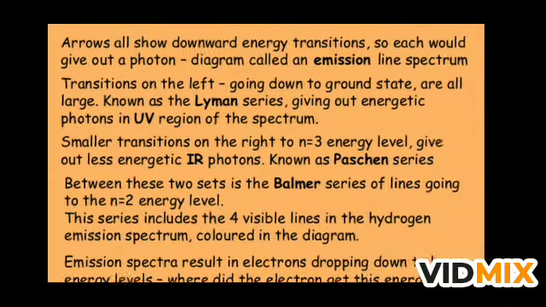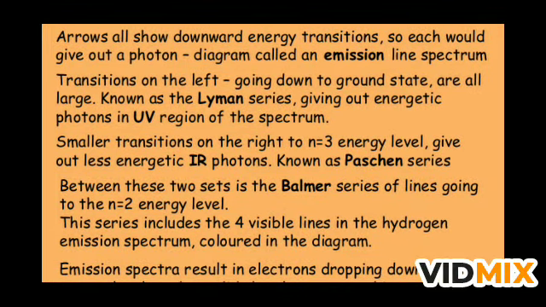Arrows all show downward energy transitions, so each would give out a photon. The diagram is called an emission line spectrum. The transitions on the left going down to the ground state are all large, known as the Lyman series, giving out an energetic photon in the ultraviolet region of the spectrum.